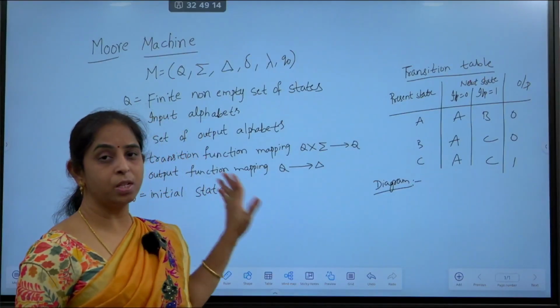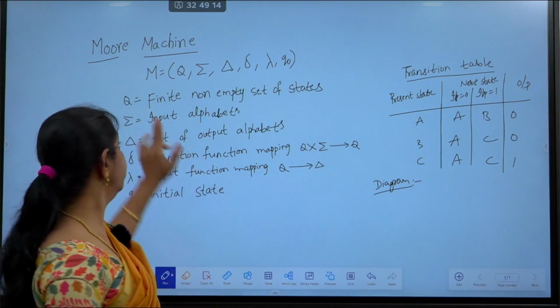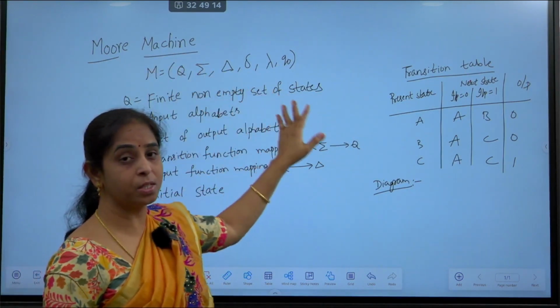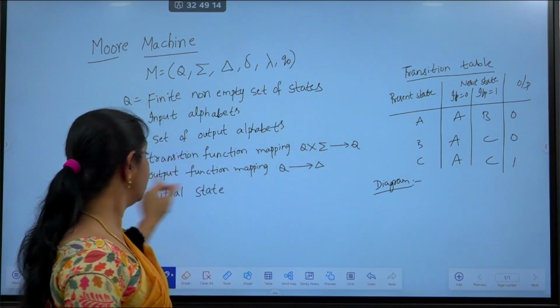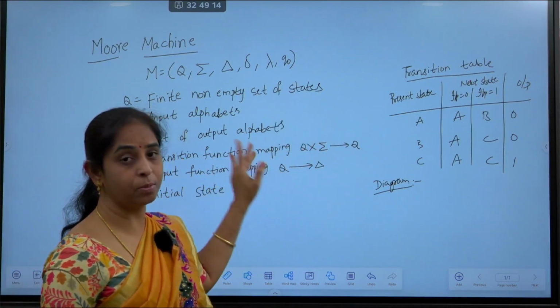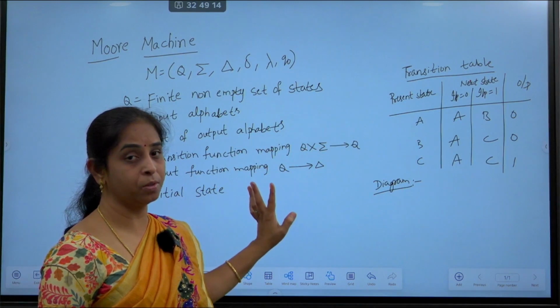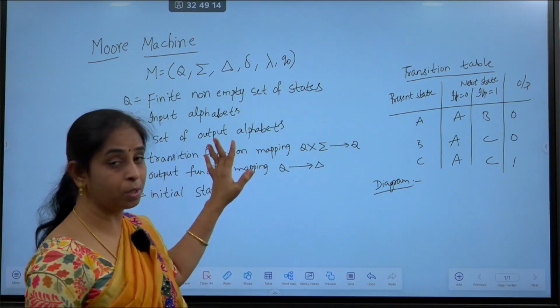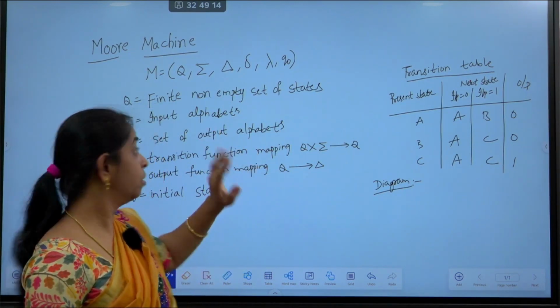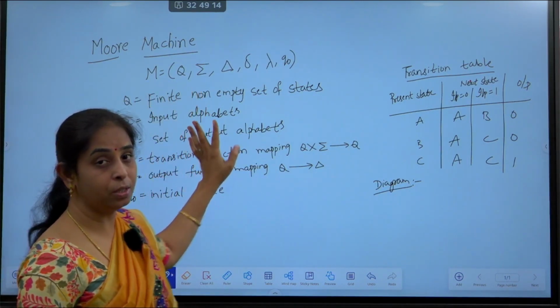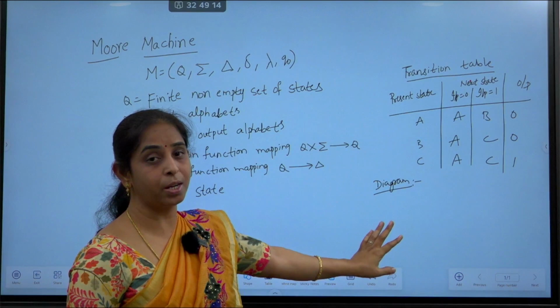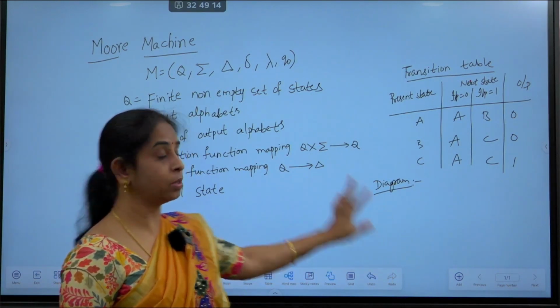In this session, we will discuss the Moore machine. The Moore machine consists of a 6-tuple, same as a Mealy machine, but the transition function is different for the Moore machine and the Mealy machine. In the last session, we discussed the Mealy machine. Here, we will look at the Moore machine with the transitional representation and how to draw the transition diagram of the Moore machine.